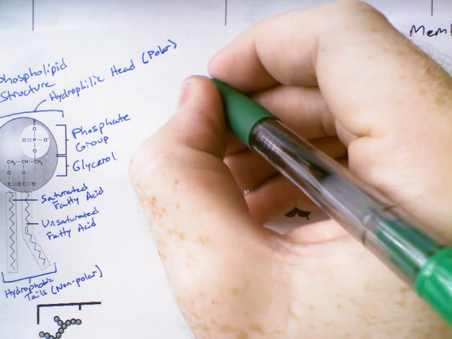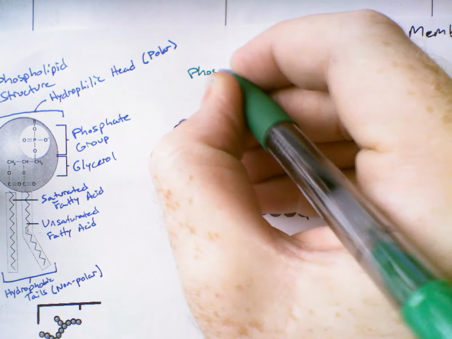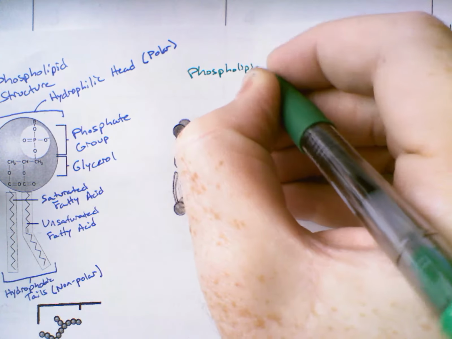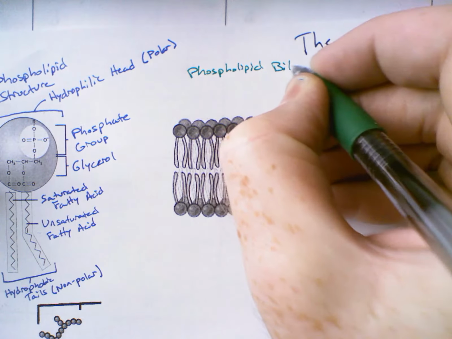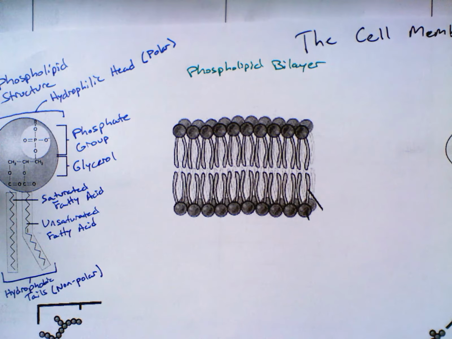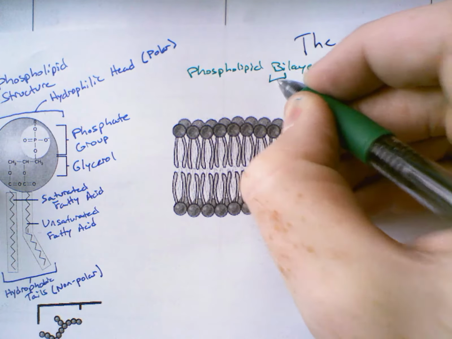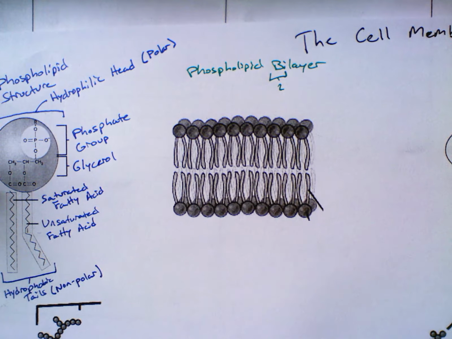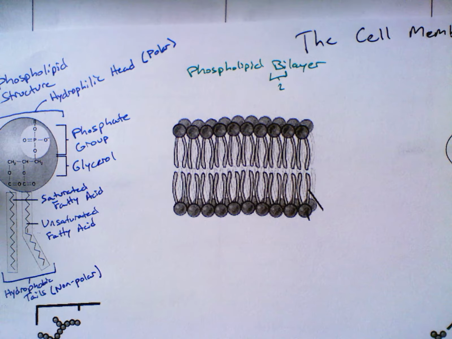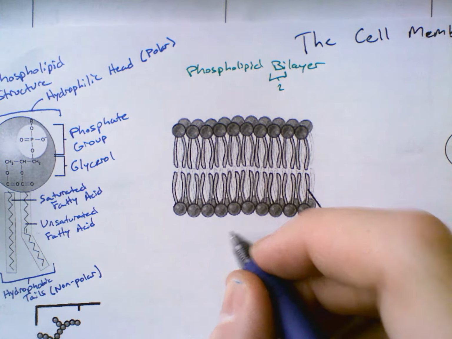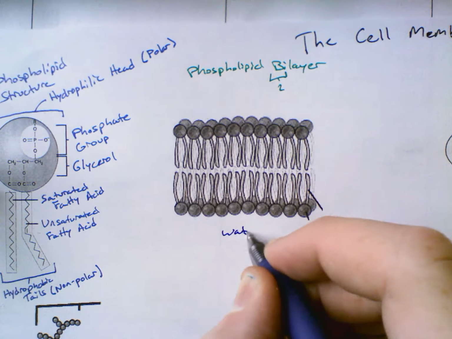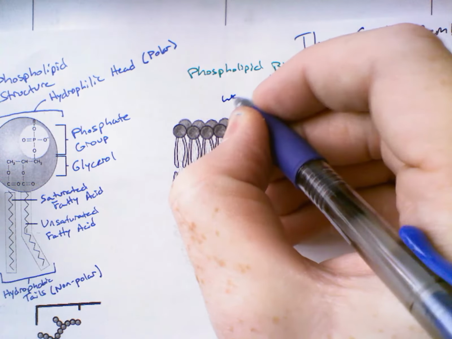And we will do the phospholipid bilayer section. Remember that bi just means two. Okay. Is there water inside of a cell? Yes. Is there water outside of a cell? Yes. So there would be water down here and water up here.